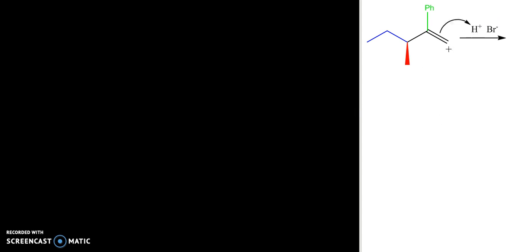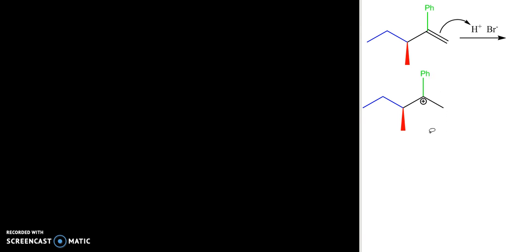When this happens, the hydrogen ends up on the terminal carbon because we're going to want to get the more substituted carbocation. And in this more substituted carbocation, you can see the positive charge is near my phenyl group. And sometimes we have to worry about rearrangements with carbocations, not in this particular case because conjugation with the phenyl group will help stabilize that.